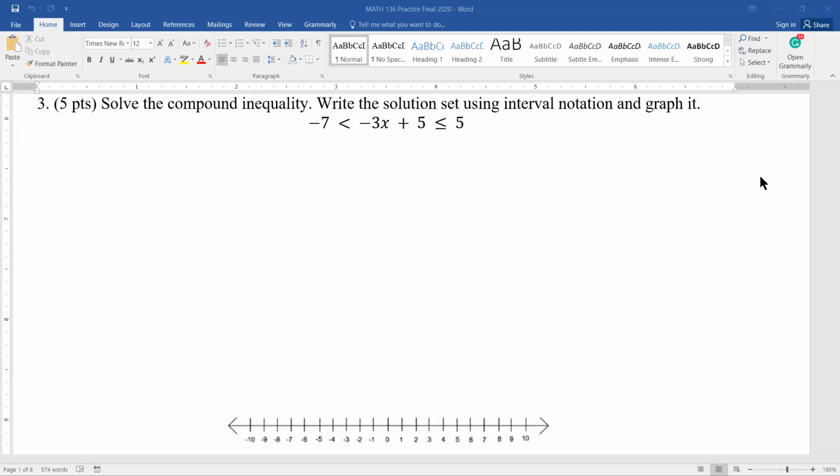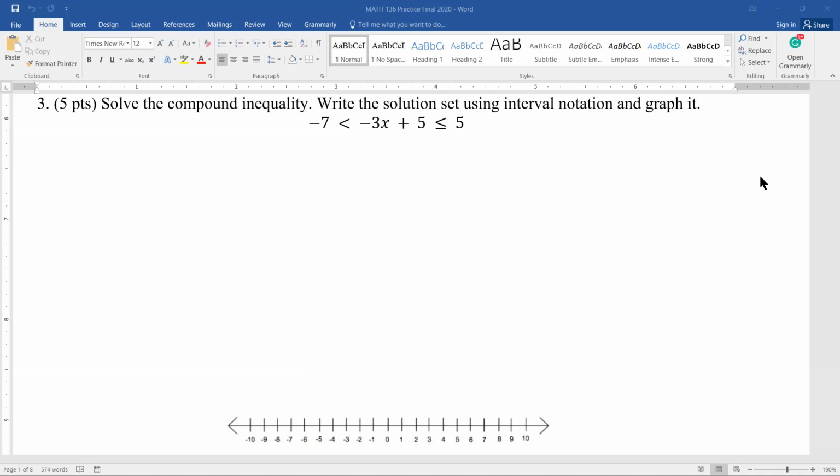So we would have to do the same operation on both sides, left and right, as well as the middle here. So if I subtract 5 to cancel this 5 out here, I would have to subtract 5 on the left and the right sides. So that gives me -12 is less than -3x less than or equal to 0 now. And then to get rid of the -3, I would divide every single term by -3.